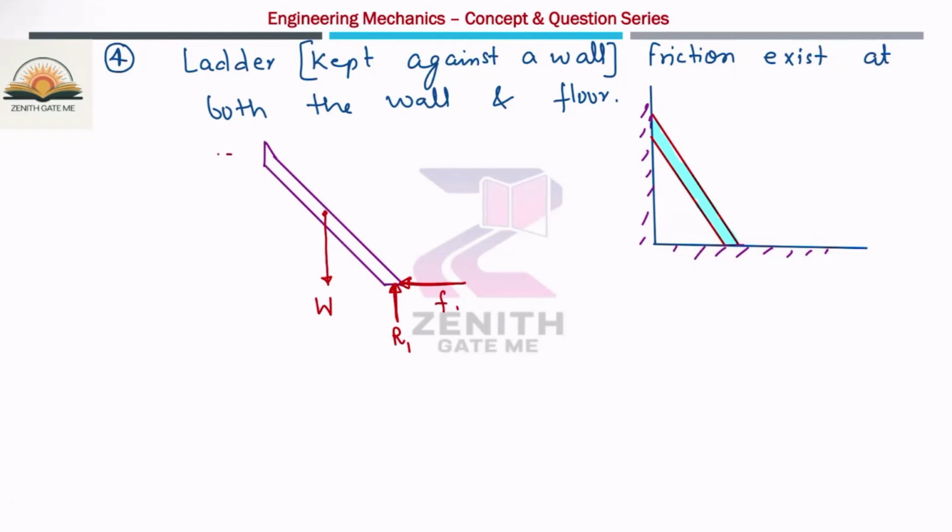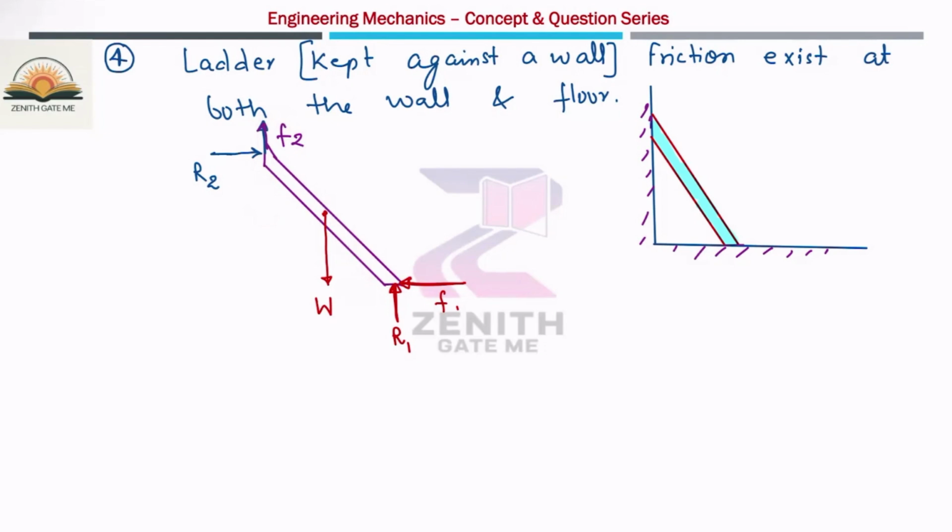Similarly, there is a contact. If there is a contact, then there will be a normal reaction. This is R2. And there will be a friction, which is nothing but F2. Why is the friction acting in the upward direction? Because this ladder has a tendency to move downward. So this point is trying to move in this direction, and the friction will act in this direction. Similarly, this point has a tendency to move in this downward direction, so the friction force will act in the upward direction. Okay. So this is the free body diagram of a ladder resting on the wall and the floor, and there is friction also present.